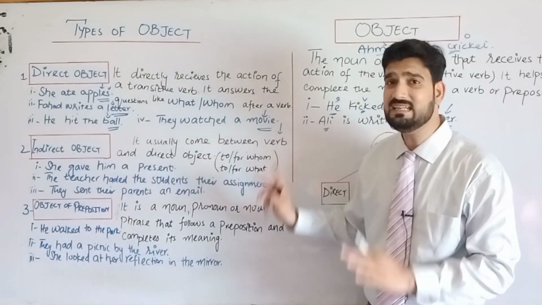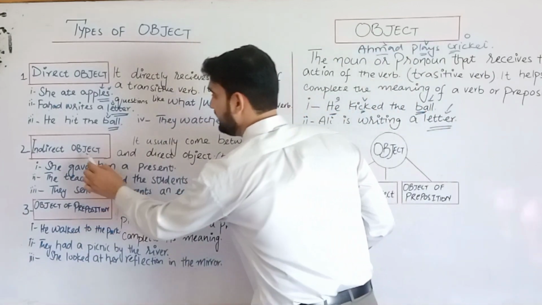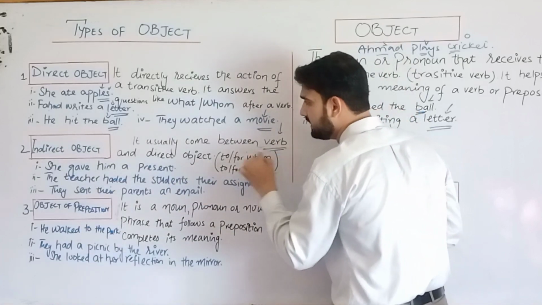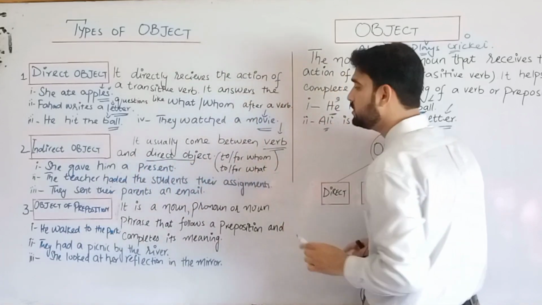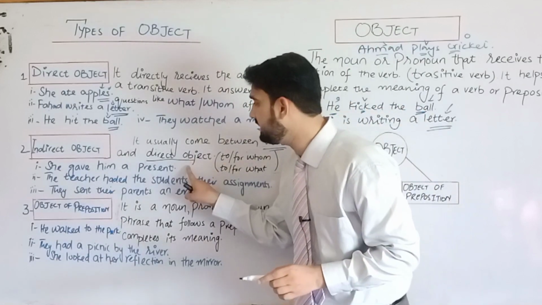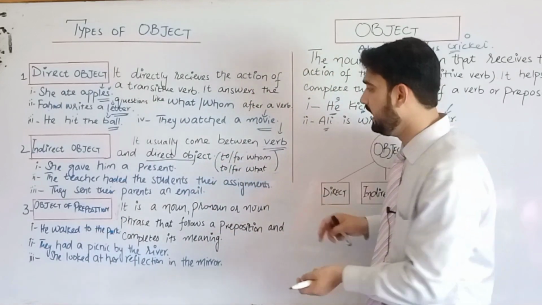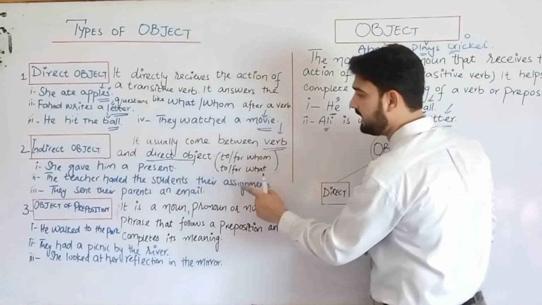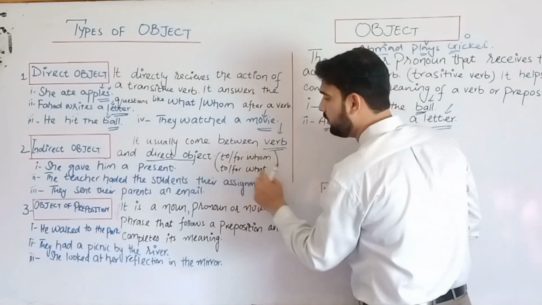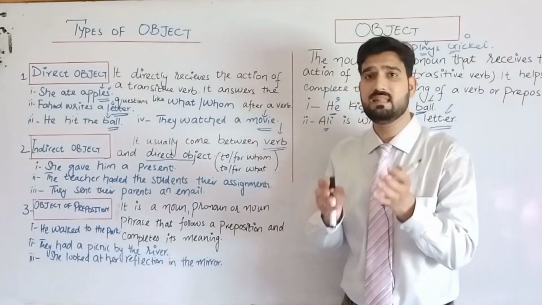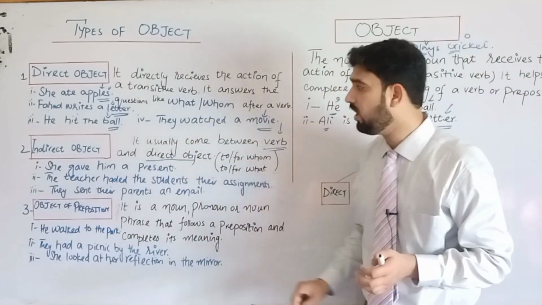The next one is the indirect object. What does it do? It doesn't take the action directly. It usually comes between a verb and the direct object. You have to find the verb and the direct object, and in between we have an indirect object. It usually answers questions like to whom, to what, for whom, or for what.